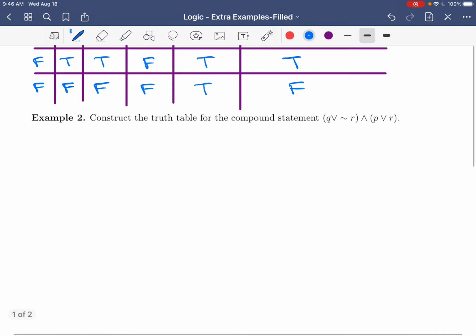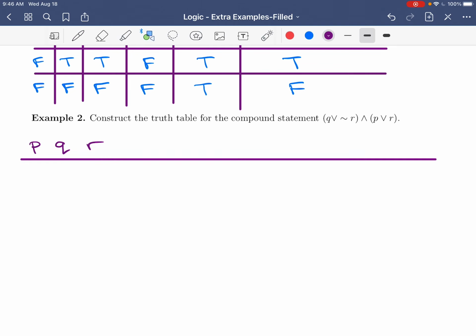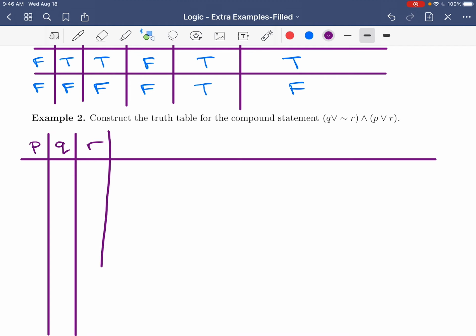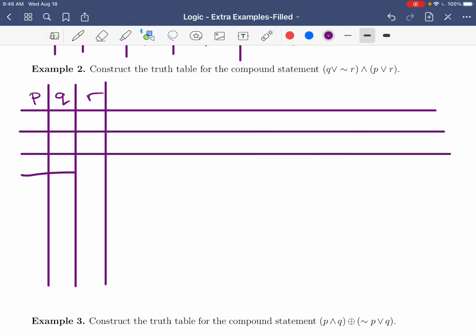Okay, let's try another one. Here it looks like I have P, Q, and R's, so I'm going to have 3 variable columns. Because I have 3 variables, I'm going to need 8 rows. That's 2 times 2 times 2, so 2 options, true or false, for P, for Q, and for R. I'd like to have the lines in here to make it a bit more clear.